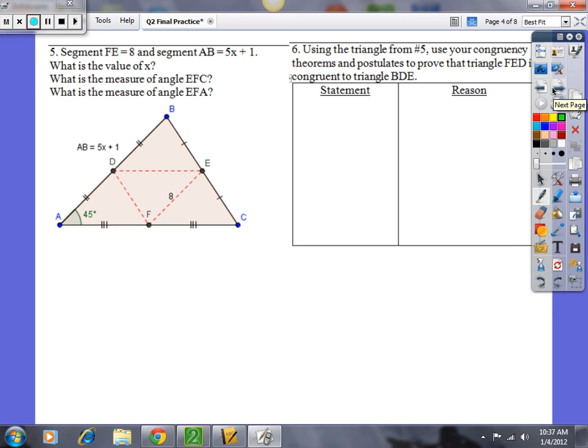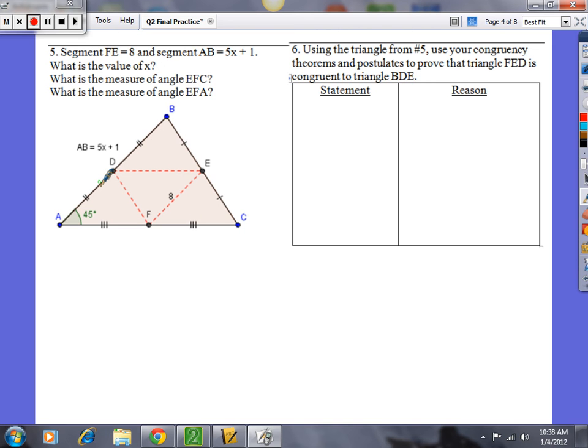Segment FE is equal to 8. Segment AB is equal to 5x plus 1. That's this right here. And then, what is the value of x? Okay, it doesn't give you any key words, but the key words are actually these marks right here. These congruence marks. So E is actually a midpoint of BC, F is a midpoint of AC, and D is a midpoint of AB. So these are exactly the midpoints.